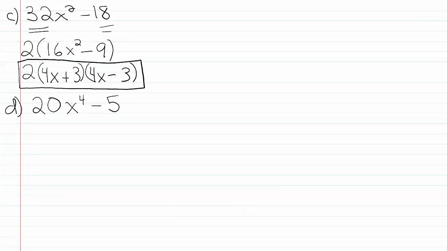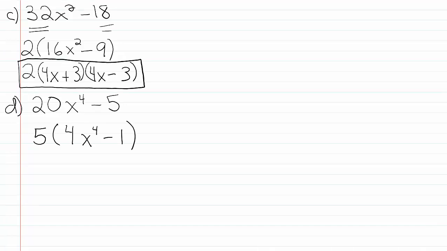All right, let's finish our last example here, the 20x to the 4th minus 5. So this polynomial also has a greatest common factor. Remember to check for the greatest common factor before you do anything else. So we're going to factor out a 5 here to start. Now when I factor out a 5, 20 divided by 5 gives us an answer of 4. Then we're left with x to the 4th minus 1 because 5 goes into itself one time.